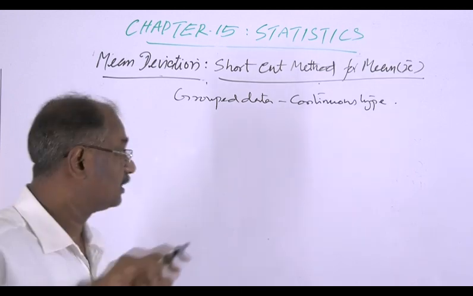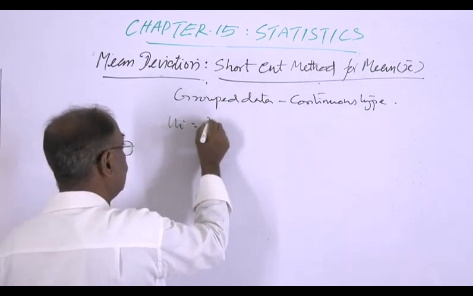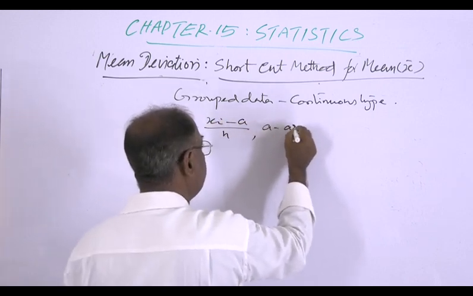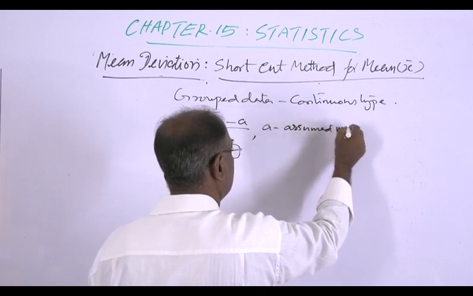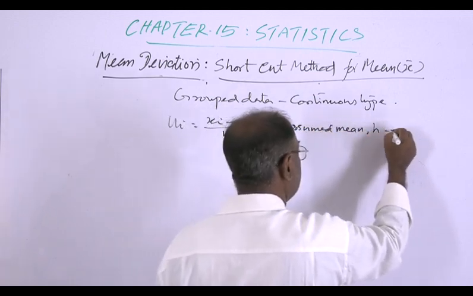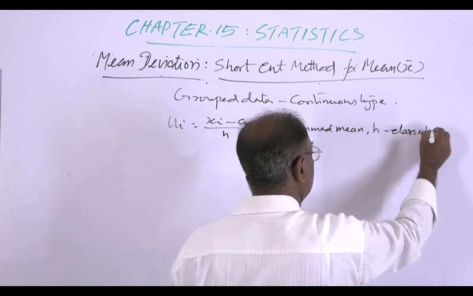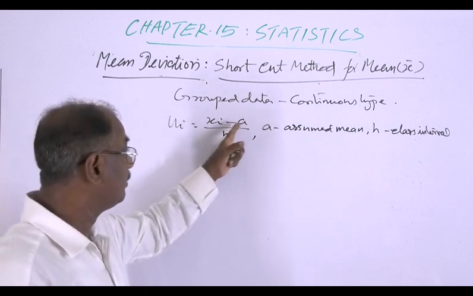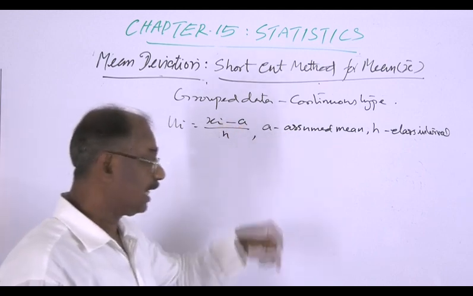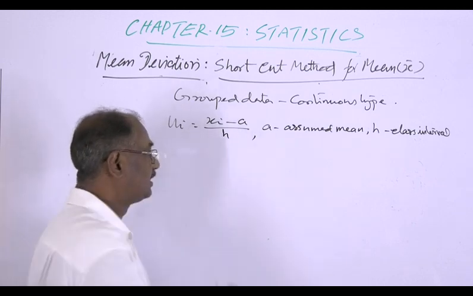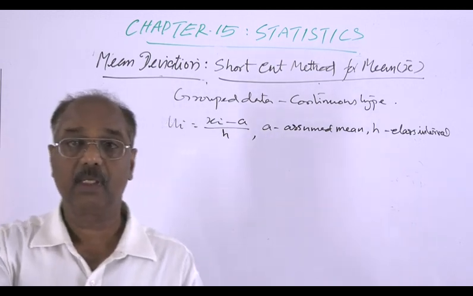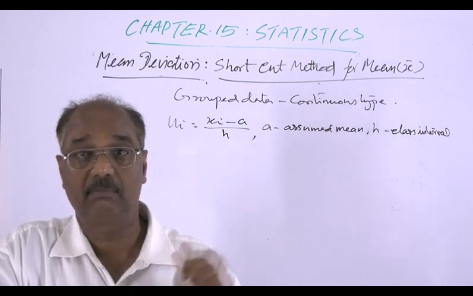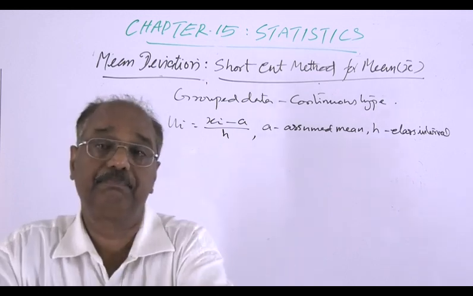The transformation is ui equal to xi minus a divided by h, where a is the assumed mean and h the class interval. And you know how to choose the assumed mean. Anyhow, we will explain it later.